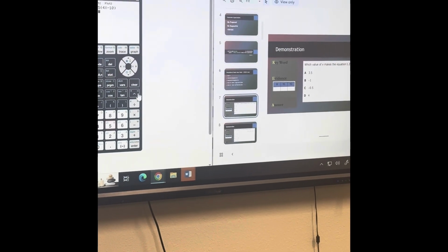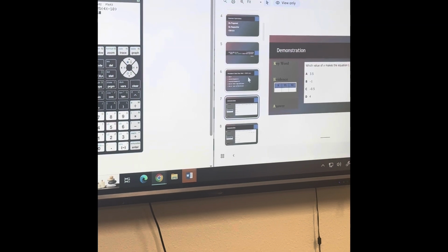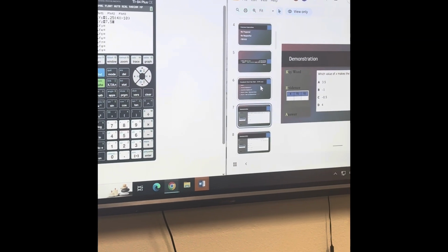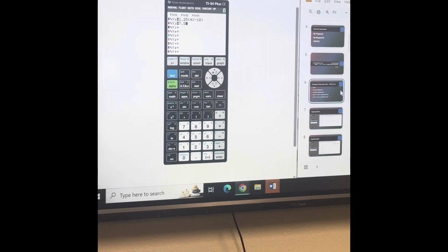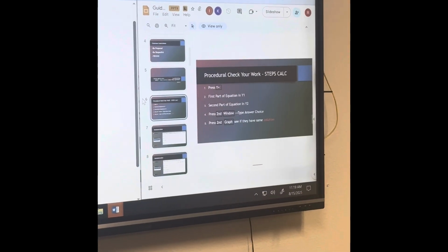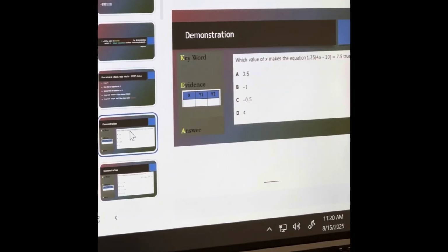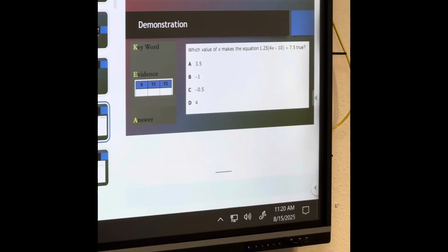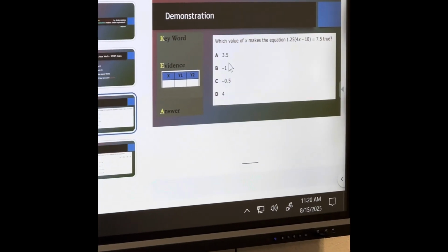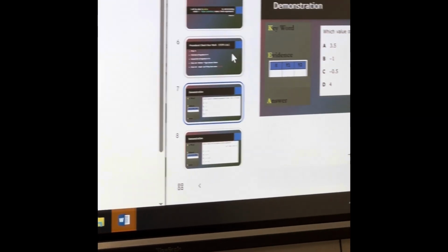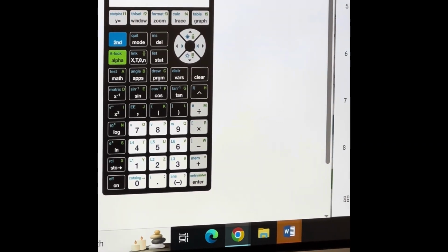Now the steps, which I'll have on the board and I'll be referencing. As I'm referencing, they have to tell me what's the next step. I'm not telling them, they're telling me. And that fourth step says go to the window. And we're gonna plug in the first answer choice. So we're gonna go second window, and now we plug in the first answer choice, which is 3.5. And then the last step tells us go back to second graph. Second graph shows the table.